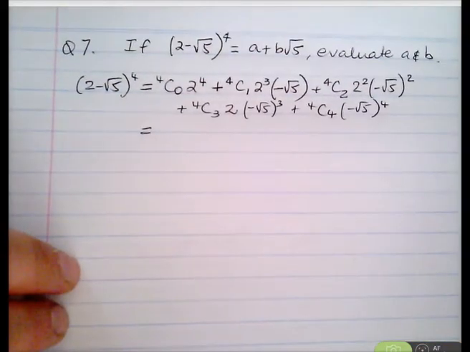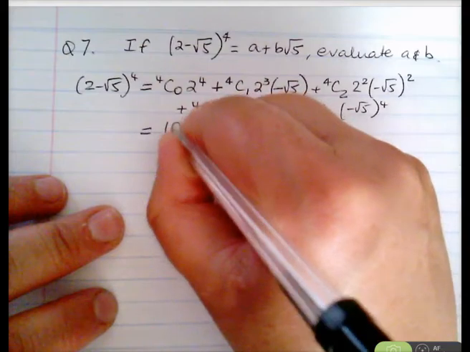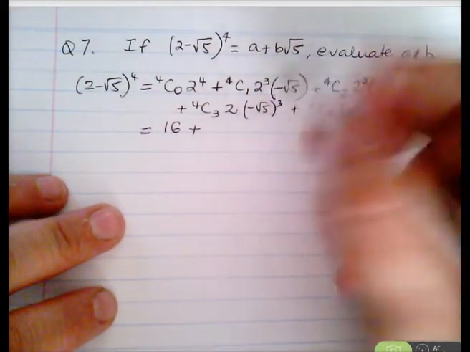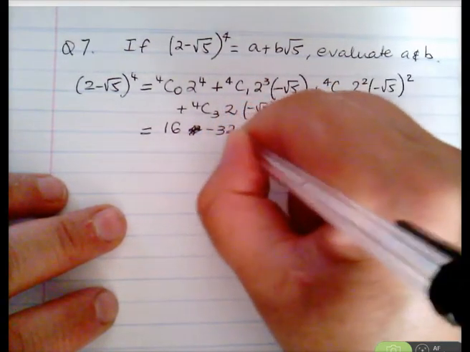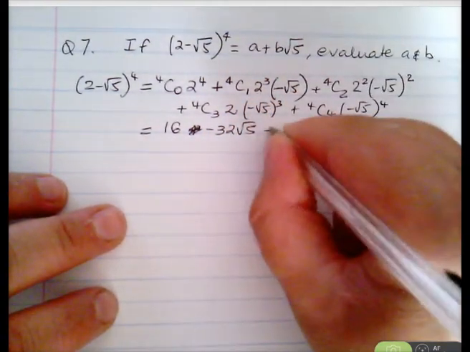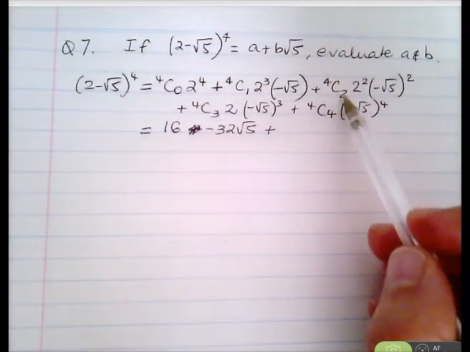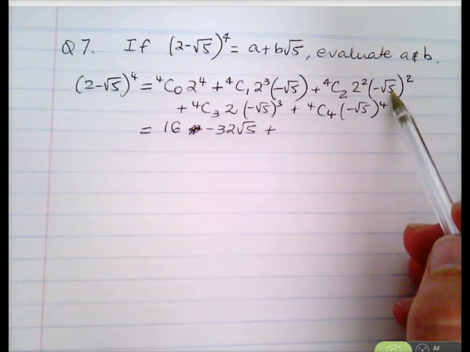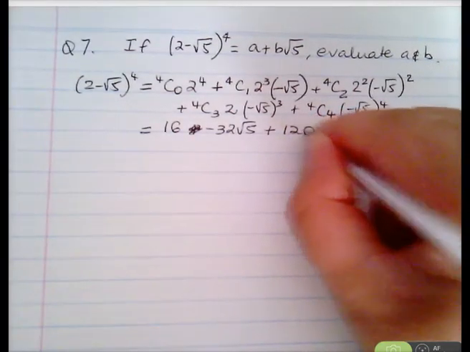And we know that 4 choose 0 is 1, so we've got 1 times 2 to the power of 4 is 16, plus, now 4 choose 1 is 4 times 8 is 32 times negative root 5, so we get minus 32 root 5, plus we know that 4 choose 2 is 6, so we've got 6 times 4 is 24, negative root 5 squared is 5, so 24 times 5 is 120, so we've got plus 120.